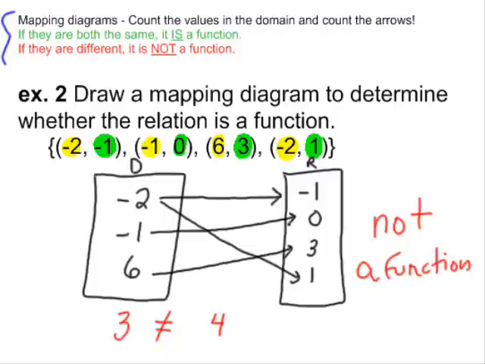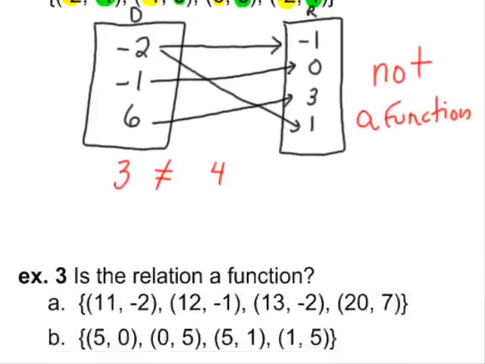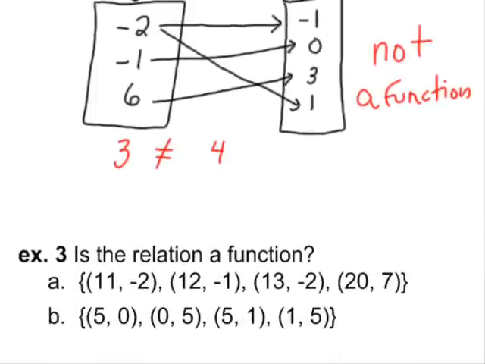Let's move on to example 3. Example 3 asks if the relation is a function, and we're going to use the easiest test of them all and use the look test. Alright, so the look test is basically where you look at the domain values. If any of them repeat, it is not a function. If they are all different, then it is a function.